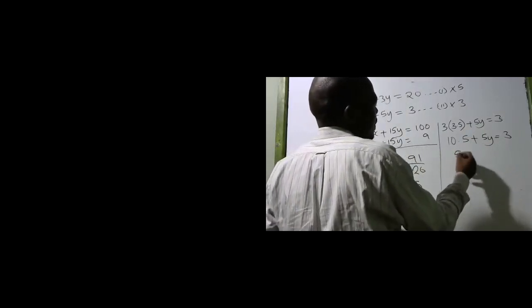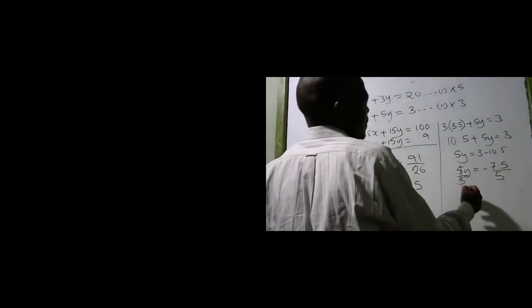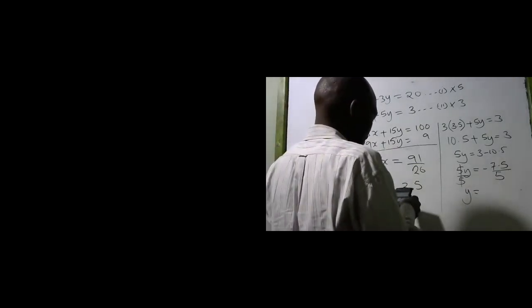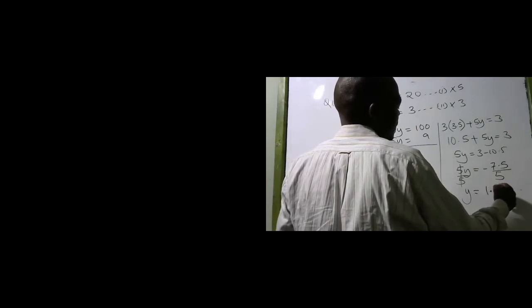Then you have 5y is equal to 3 minus 10.5. 5y is equal to minus 7.5, divided by 5, divided by 5. You get what? You get 1.5. Y was 1.5 and x is 3.5. So that becomes our answer for that question.